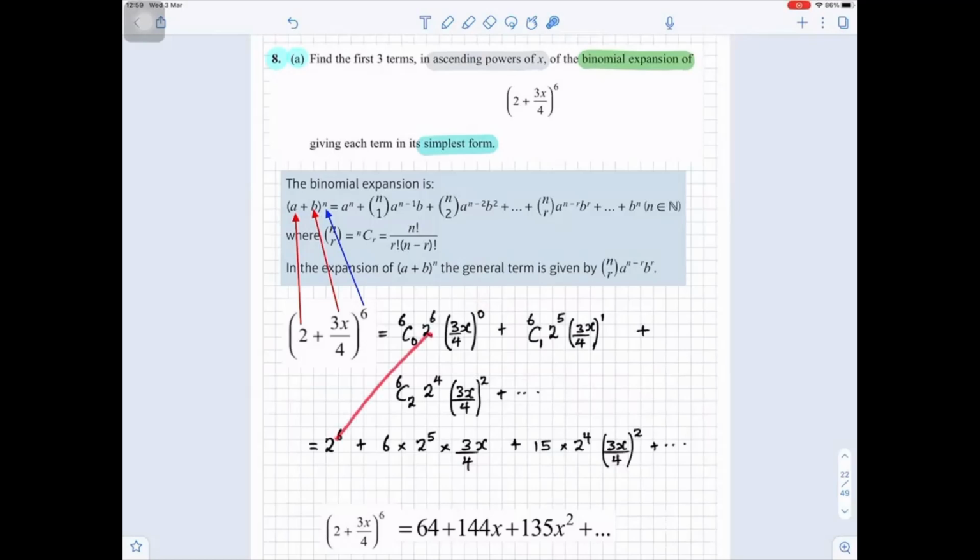2 to the power 6 will give you 64. And then the second one, 6 combination 1 is 6. 6 times 2 to the power 5 times 3 over 4 will give you 144x. And 6 combination 2 is 15 times 2 to the power 4 times 3 over 4 squared gives you 135x squared.